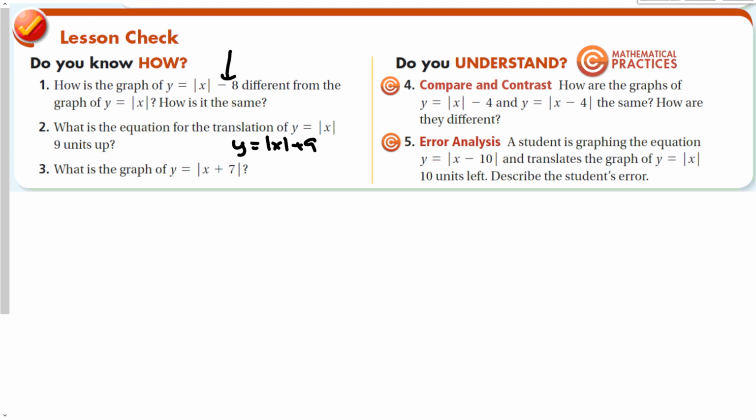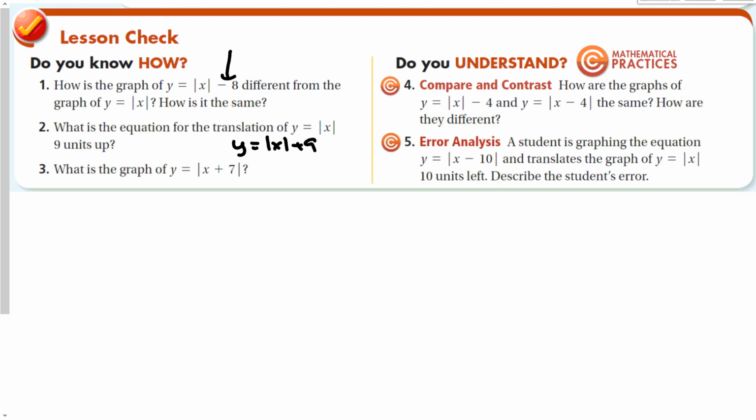That one shifted left 7. How are the graphs of the absolute value of x minus 4 and the absolute value of x minus 4 the same? They're both the same shape. They're both V's. They both have just a plain x, which means they have a slope of 1 and negative 1 on each piece of the absolute value. And how are they different? This one is shifted down 4. This one is shifted right 4.